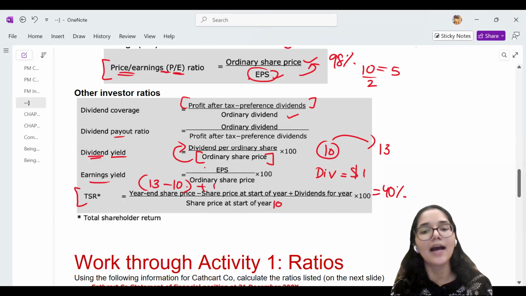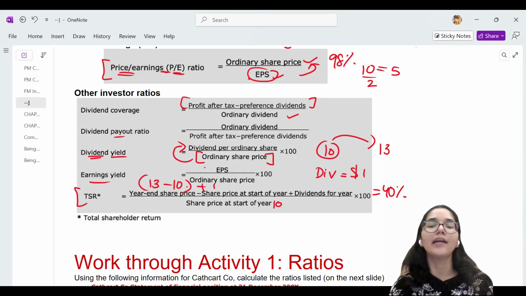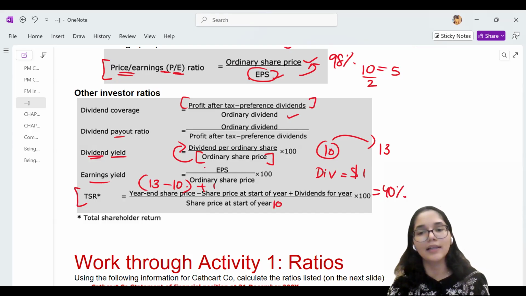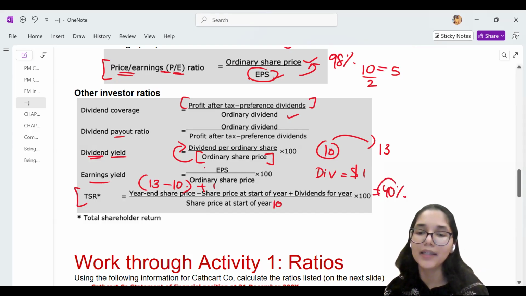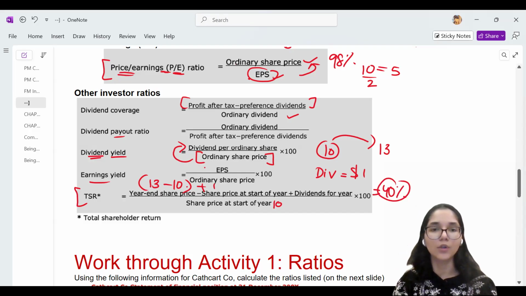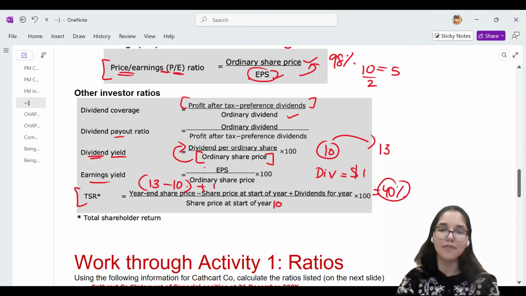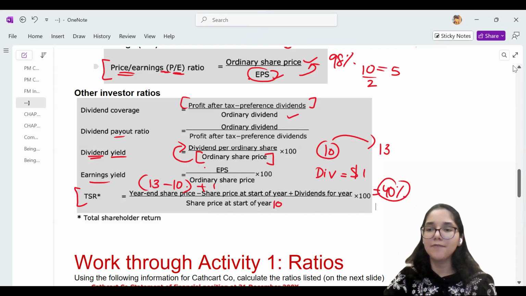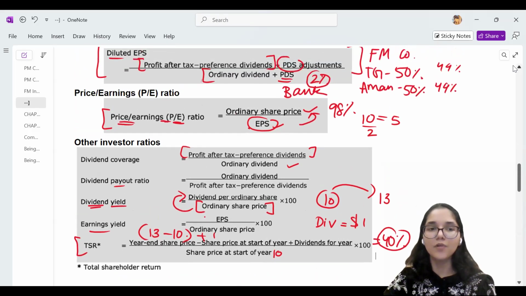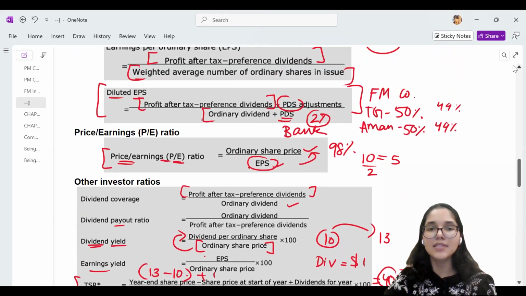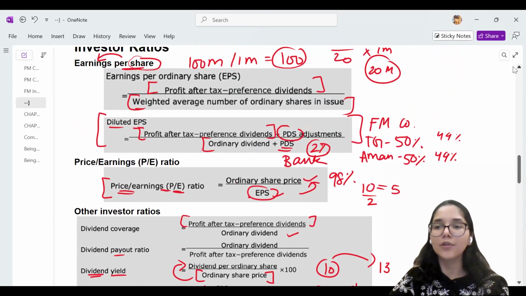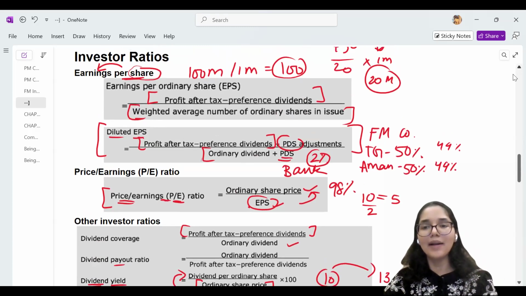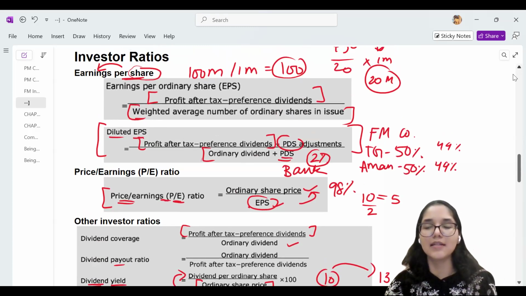That means in the entire year, including the dividend and the capital gain, this is the amount of money that the shareholder has been able to generate from their investment. So these are all of the investor ratios in front of you. Let me know if you have any doubts. Otherwise, we are going to proceed to a numerical activity where we will practice the application of all of these ratios formally.